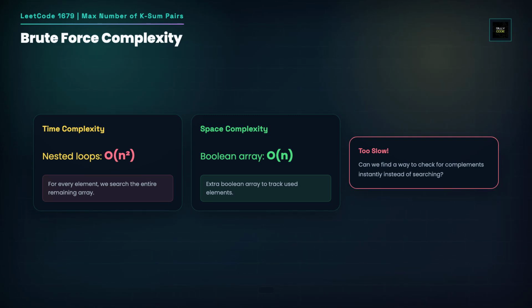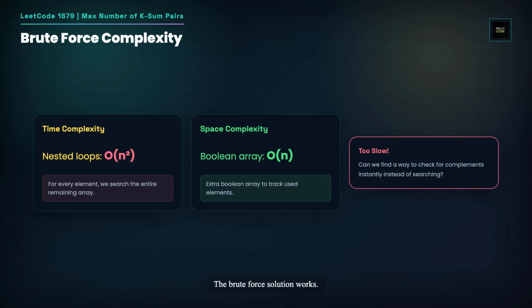Let's analyze the complexity. Suppose the array contains n elements. For every element, we may have to search almost the entire remaining array. That means we're comparing almost every pair of numbers. So the time complexity becomes O of n squared. Now let's talk about space. Apart from the Boolean array used, we don't create any large data structure. So the extra space complexity is O of n.